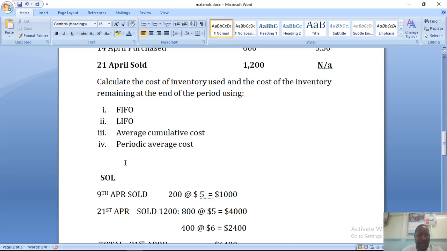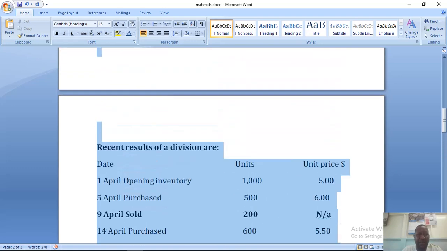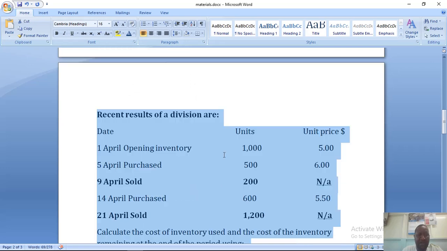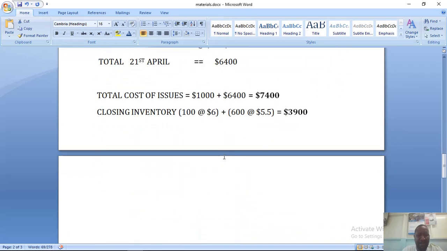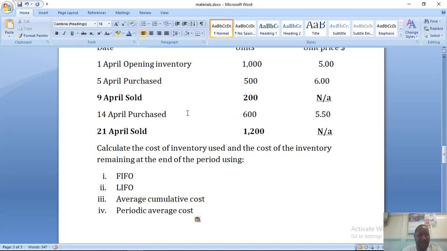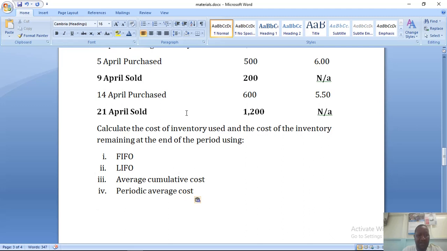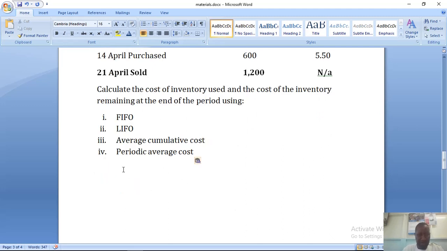Let's look at how cost of issues and value of closing inventory is calculated under the LIFO method. Now, under the LIFO method, we are assuming that the inventory that was received last is the first to be issued. So let's go to the solution part using LIFO.